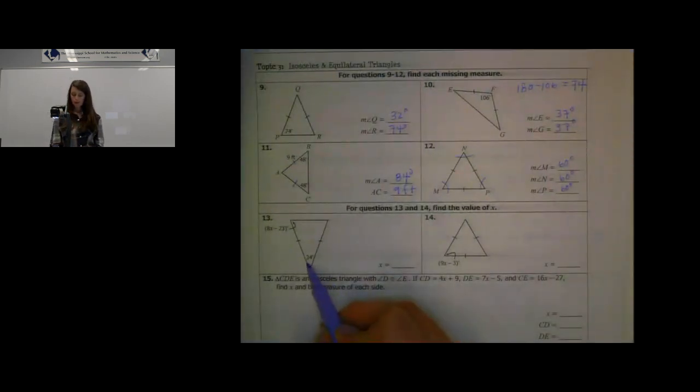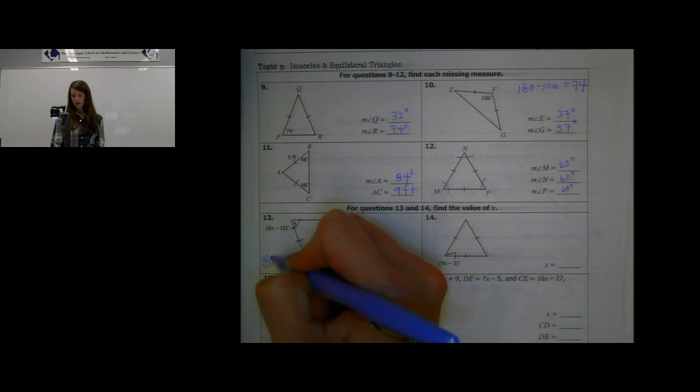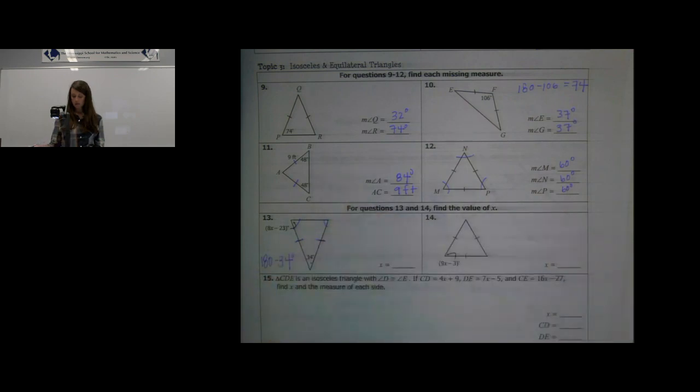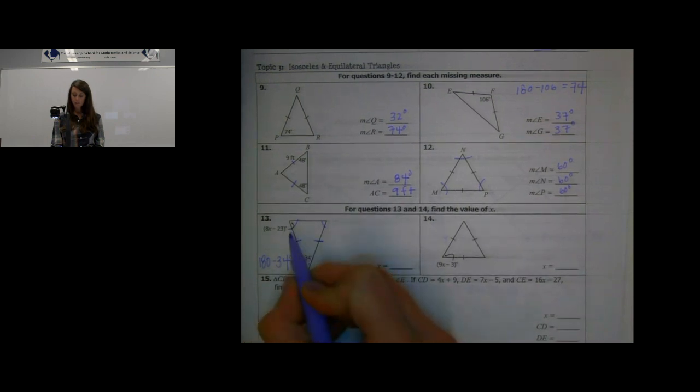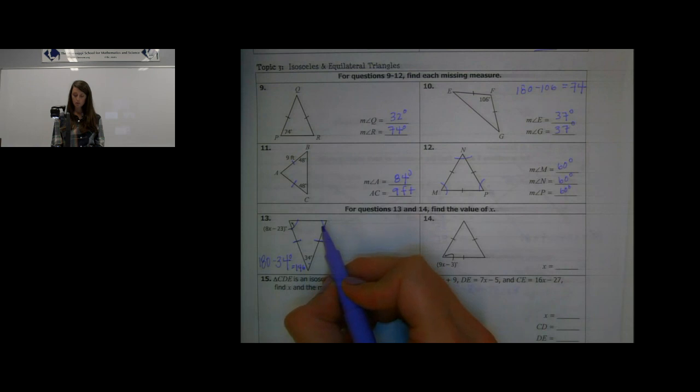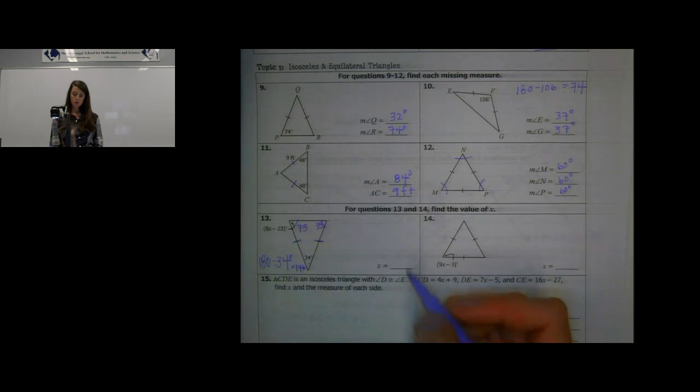All right, here, if I know that this one's 34 and I have an isosceles triangle, so these 2 angles there are going to be the same measure, right? So if this one's 34, 180 minus 34 is going to give me 146, right? That's not how much this angle is. I'm going to divide that by 2. So 146 divided by 2 is 73. So each one of those angles is going to be 73 degrees.